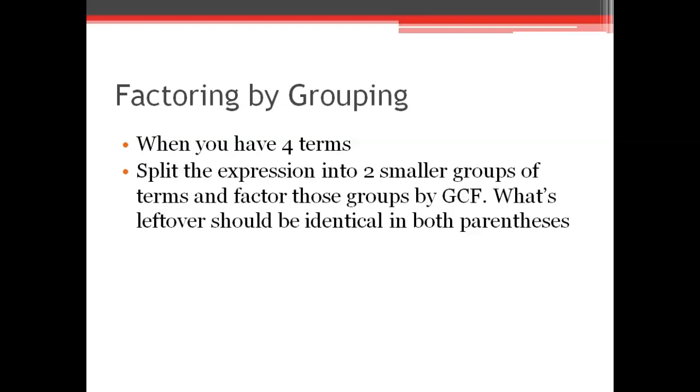All right, the last type of factoring we're going to do is factoring by grouping. So this is when you have four terms. What you want to do is split the expression into two smaller groups of terms and factor those groups by their GCF. What's left over should be identical within both parentheses. Once you have them in factored form, then you're going to set each factor equal to 0 and solve for x.